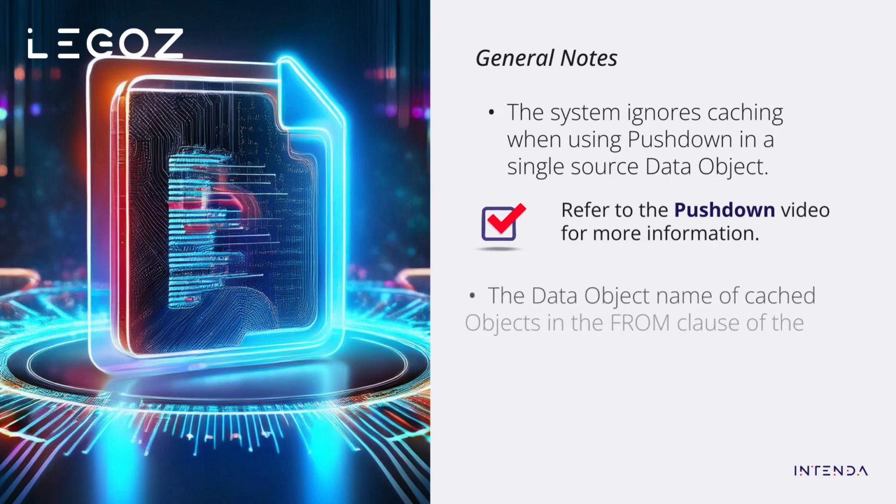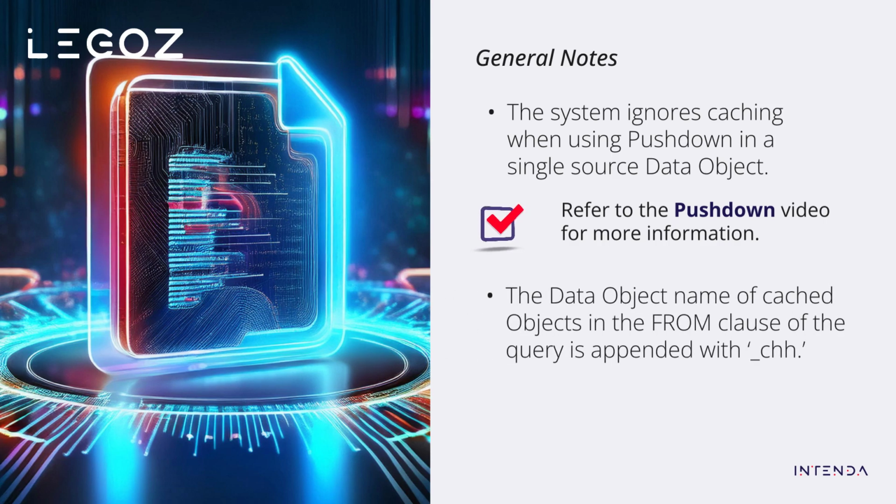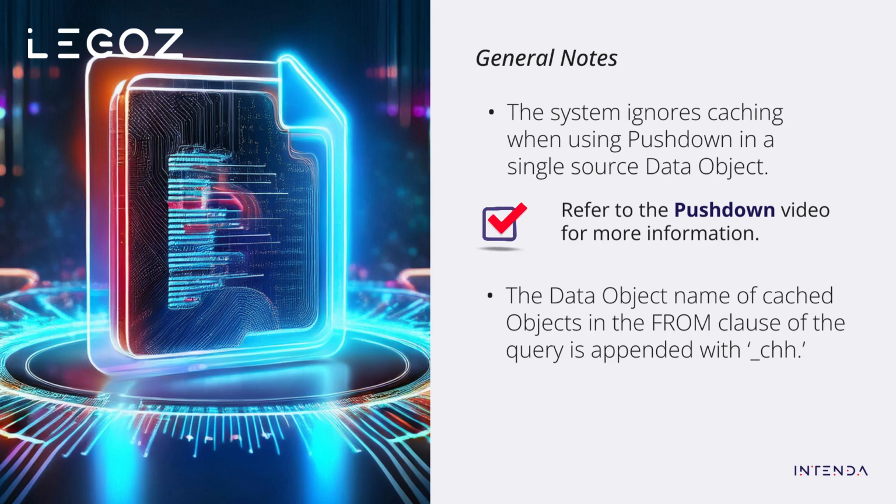When working with validated data objects that have been cached, the system modifies the data object name in the query to reflect this status. Specifically, the name used in the from clause of the query is appended with _chh. This suffix indicates that the system will retrieve the data from the cache, rather than reprocessing or fetching it from the original data source.